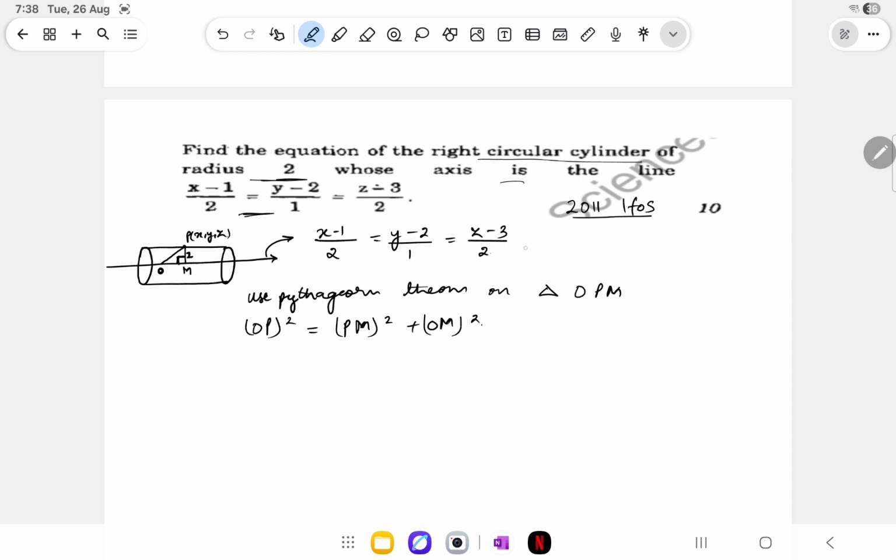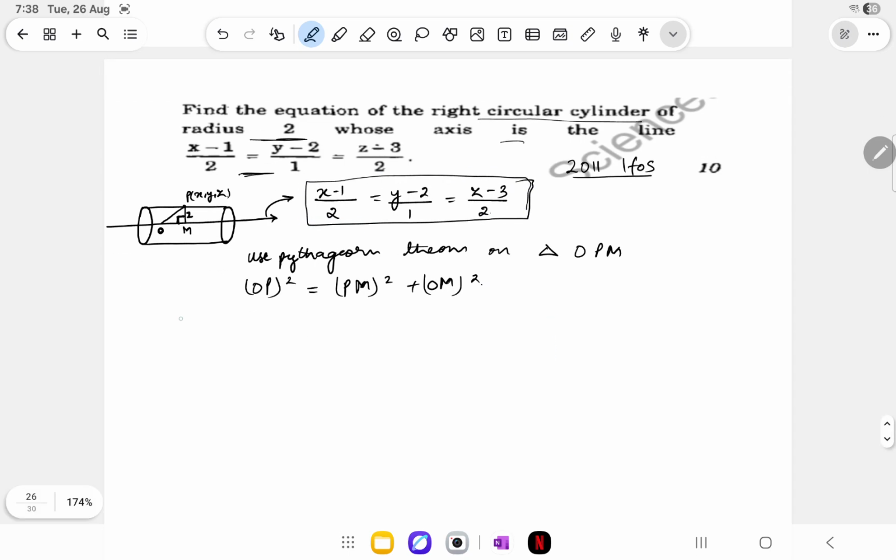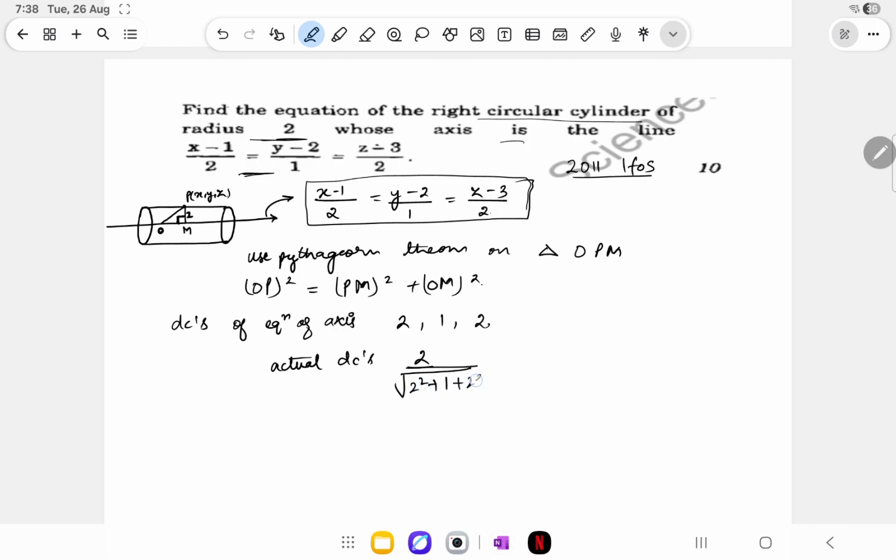Also, if you observe, this is my equation of the axis. So from here the direction ratios of the axis are 2, 1, 2, so actual direction cosines are basically 2 by under root 2 square plus 1 square plus 2 square, which is basically 2 by 3 comma 1 by 3 comma 2 by 3. So these are my actual direction cosines of the axis.